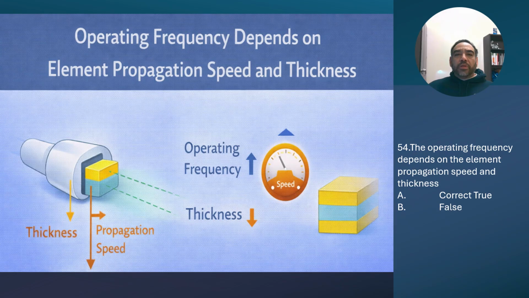So the operating frequency, the resonant frequency of the transducer crystal, we determined that by, remember, F is equal to C divided by 2 times T. F was the operating frequency, C was the propagation speed in the crystal, and T was the thickness of the crystal. So frequency depends directly on the propagation speed of sound in the piezoelectric material and the thickness of the element.